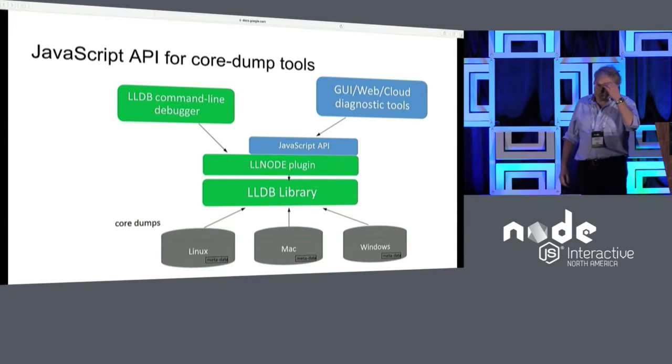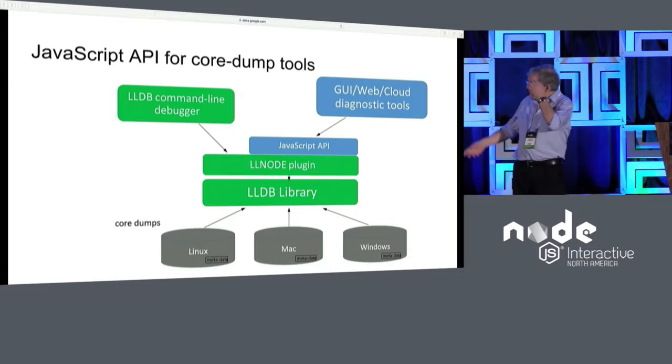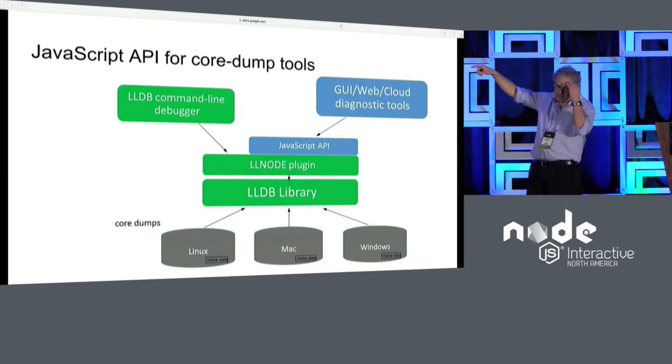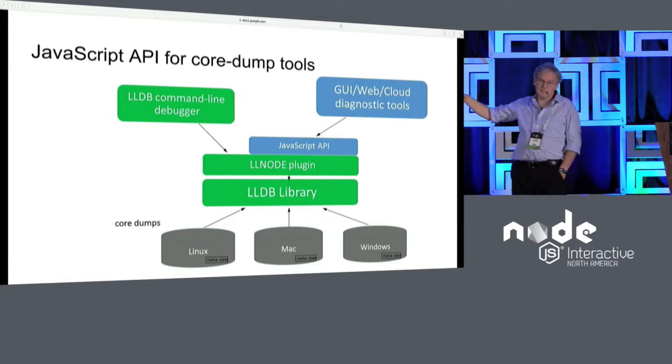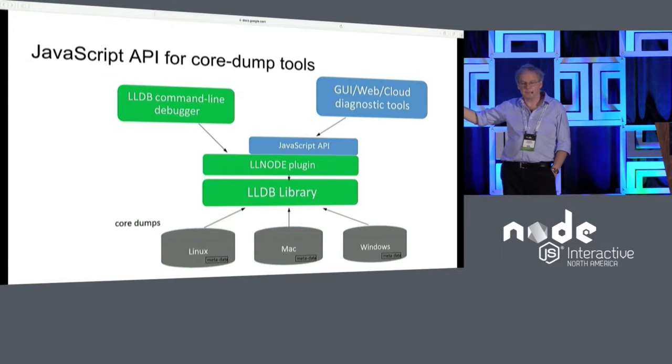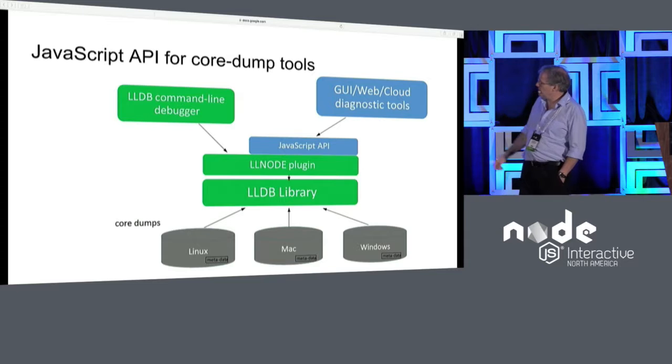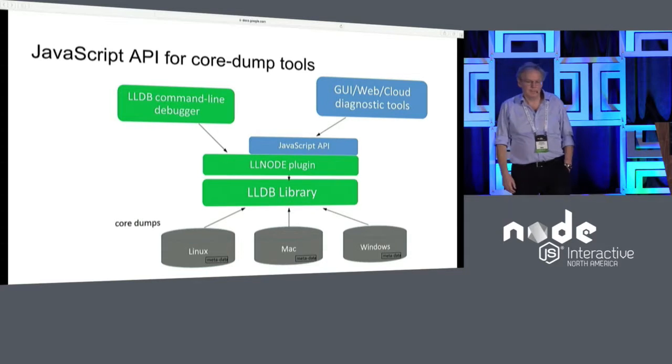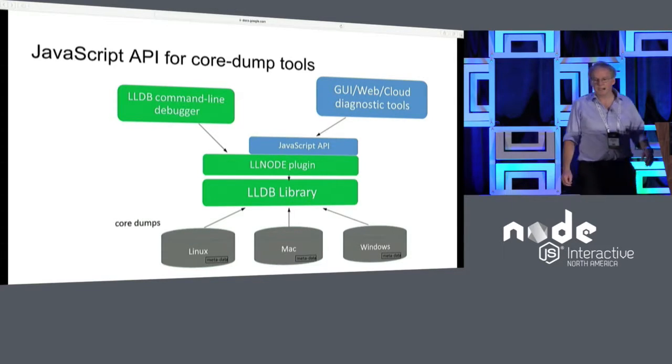So the way that would build on top of what we've got now, the green box is the solution we have now, the LLDB command line debugger, with that plugin being able to read JavaScript information from a core dump on those platforms. So on top of that, a JavaScript API, and then web or GUI tools using that API.